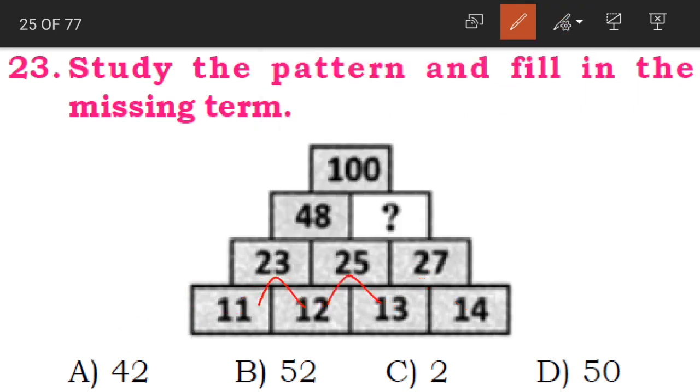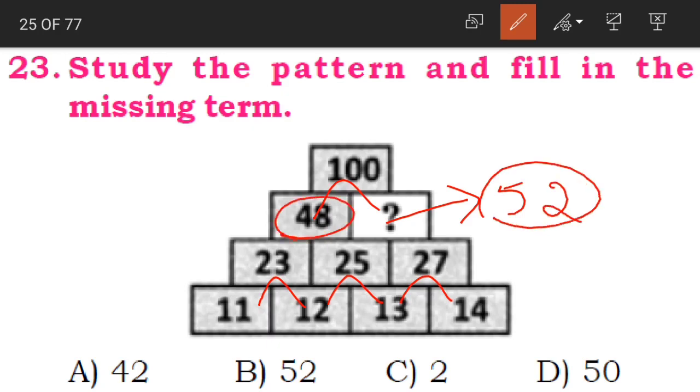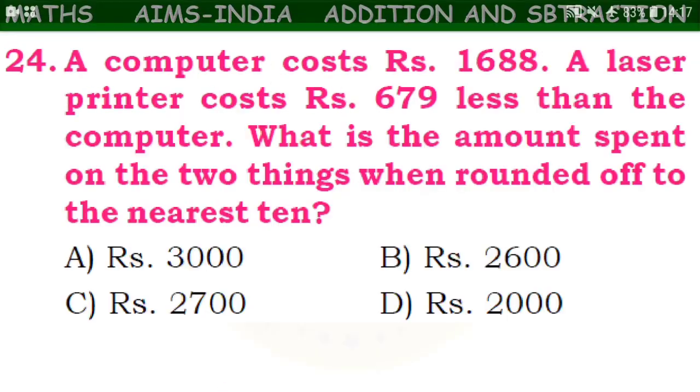Yes, children, how did we do this? When we add the below two numbers, we will get the upper number. We also checked our answer, right? When we add 48 and 52, we are getting 100, which is on the top. So what is our correct answer? Option B, 52. Clear? Moving on to question number 24.